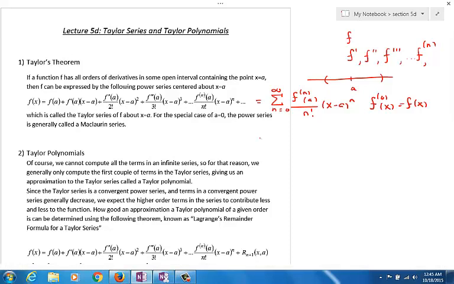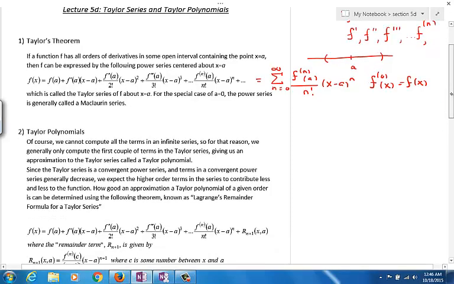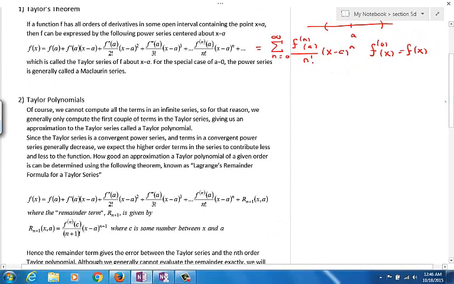Now, even though this is a beautiful theorem, notice that there's a problem with it: in reality we can't use it. We cannot compute the infinite number of terms that go into this series. And so instead we have to settle for being able to approximate the Taylor series by a finite number of terms. Whenever we take the first n terms of this Taylor series, we call it a Taylor polynomial, the nth order Taylor polynomial.